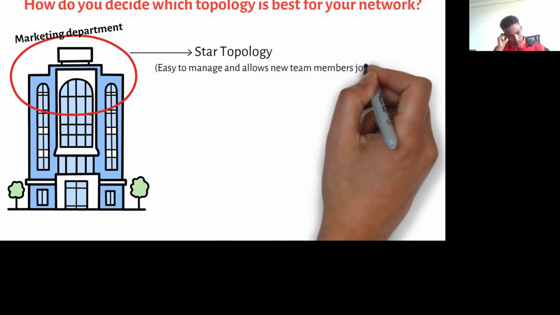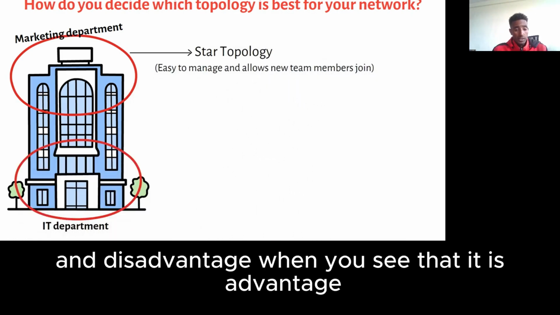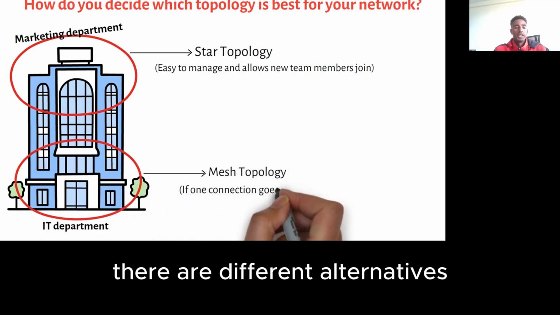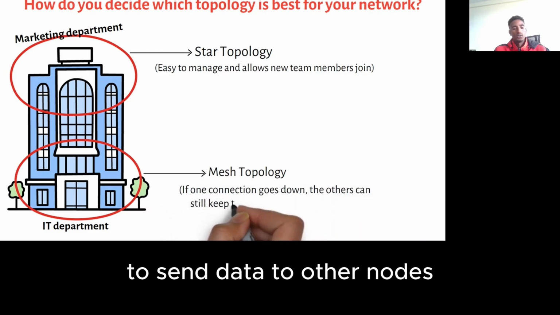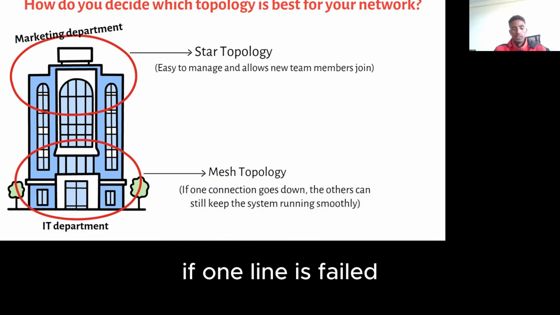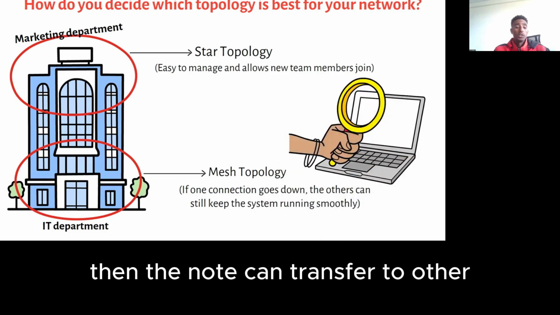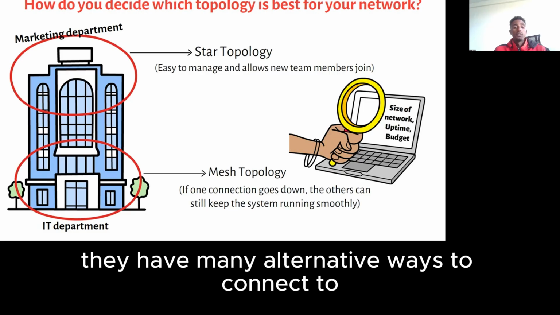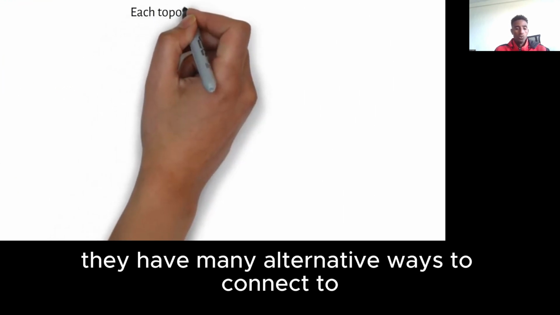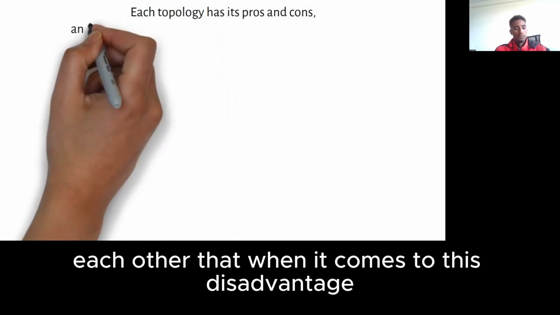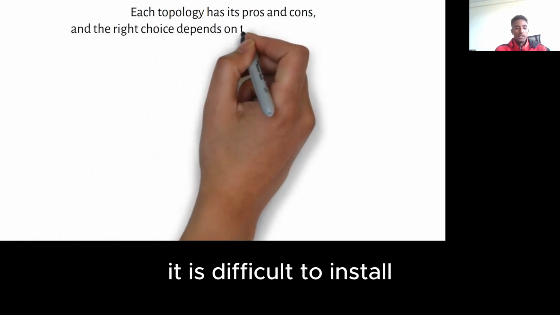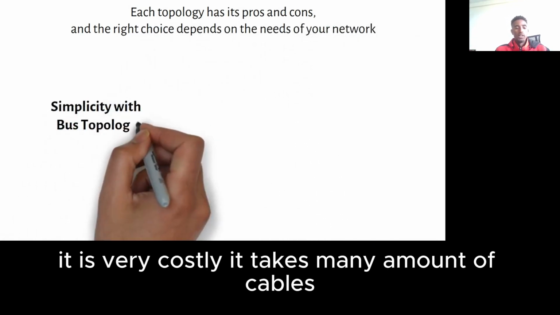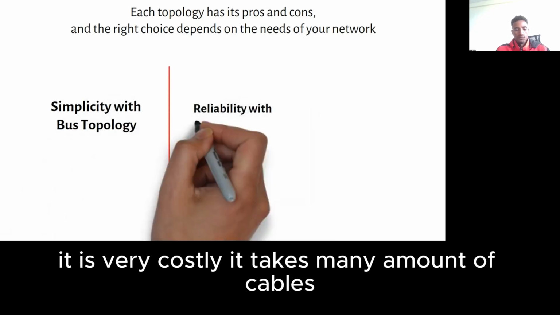But mesh topology has its own main advantage and disadvantage. When you see its advantage, there are different alternatives to send data to other nodes. If one line fails, then the node can transfer to another node by another line, because they have many alternative ways to connect to each other. But when it comes to the disadvantage, it is difficult to install. It is very costly. It takes a large amount of cables.